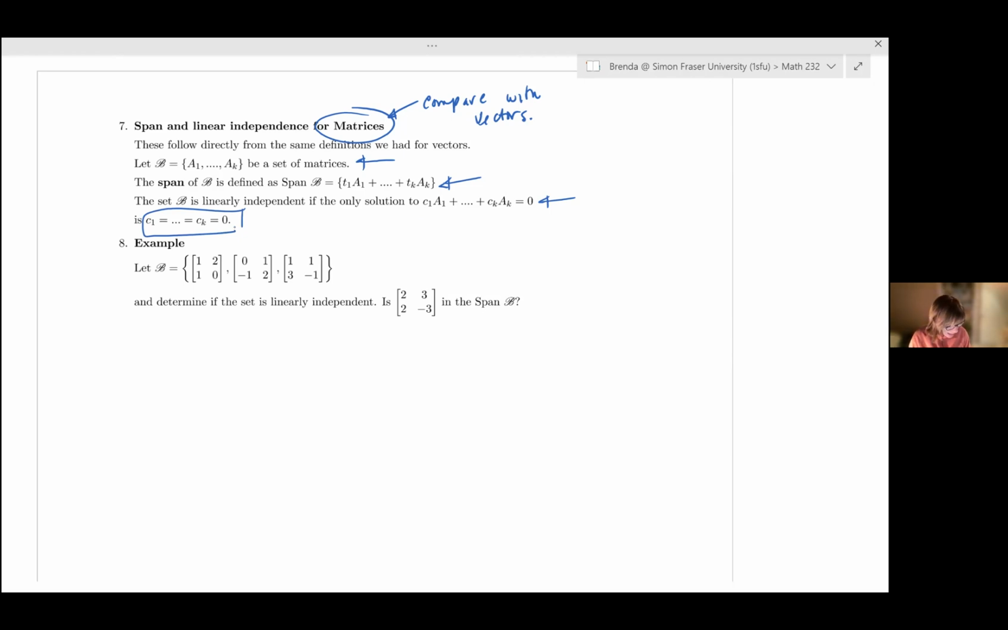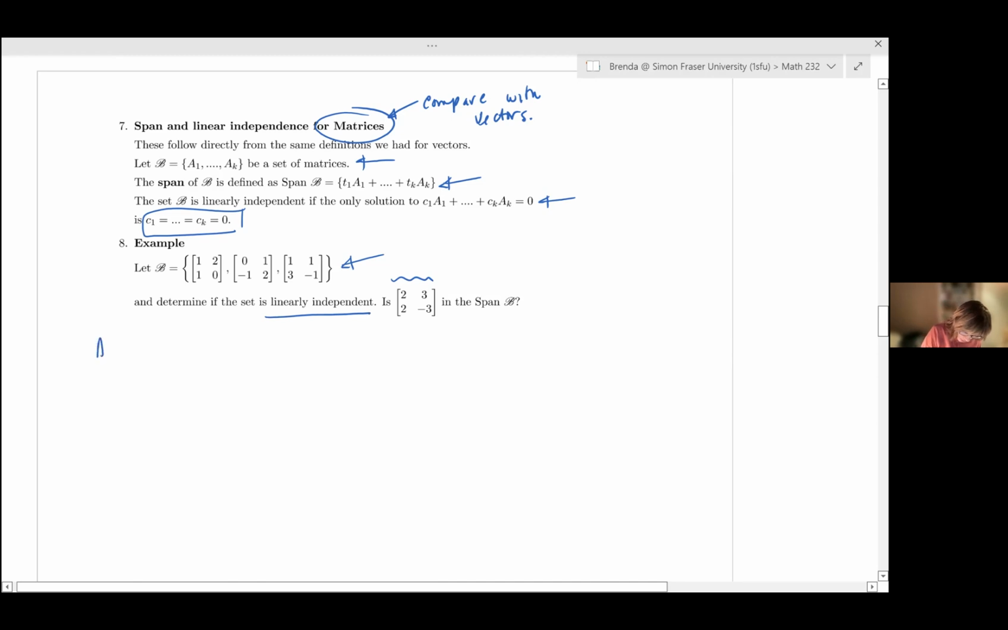Okay, so we're going to take an example here. I think this is the best way to see this. Here we have a set of matrices. There are 3 matrices in the set. Each matrix is 2 by 2. And we're going to determine, is it linearly independent? And further, is this new matrix in the span? That's what we're going to ask ourselves. So first, we're going to take a look at the linear independence question.